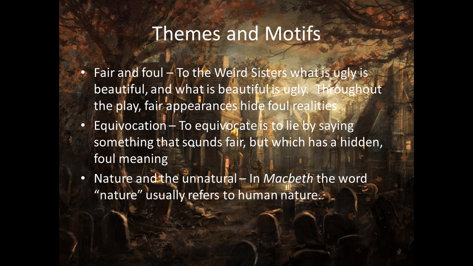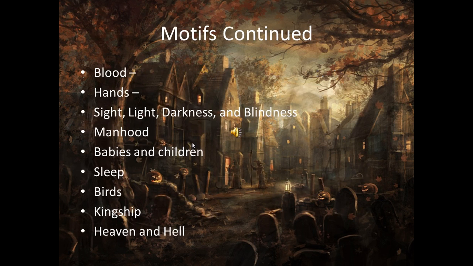Nature versus the unnatural: the idea that in Macbeth the word nature usually is referring to human nature, and the whole play is about how Macbeth goes from being a natural man to behaving in an unnatural way. Here's some other motifs. A motif is simply images that continue to appear that contribute to the theme.